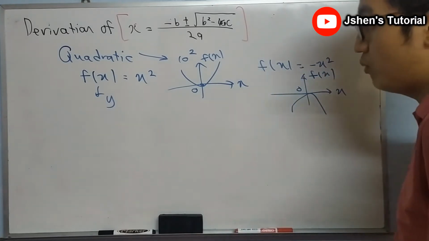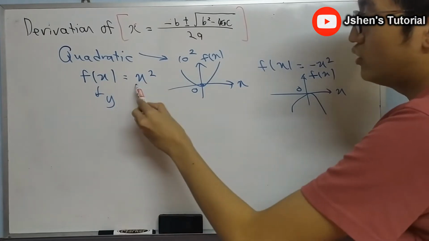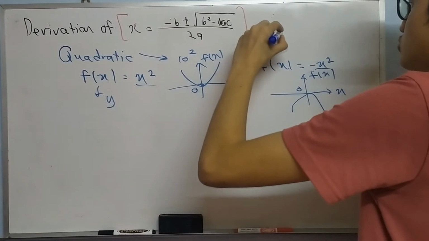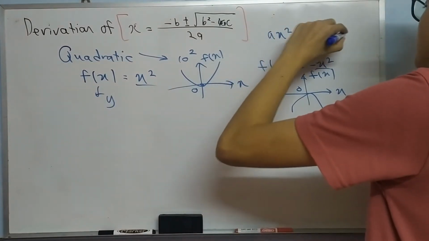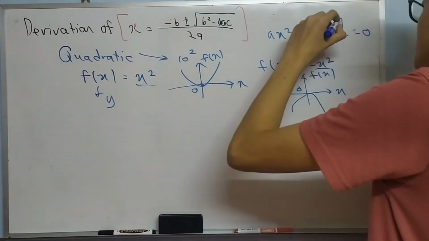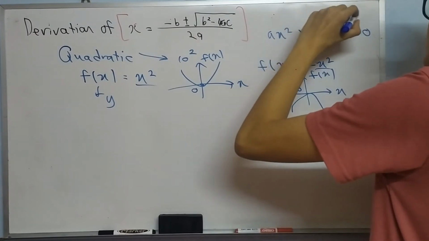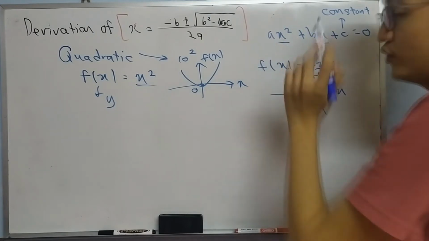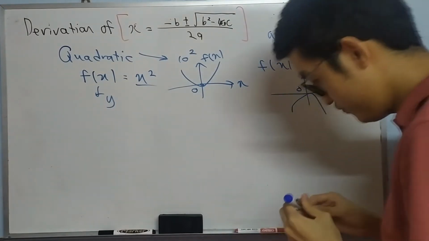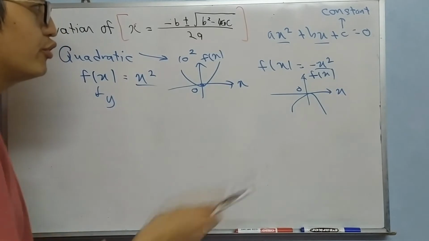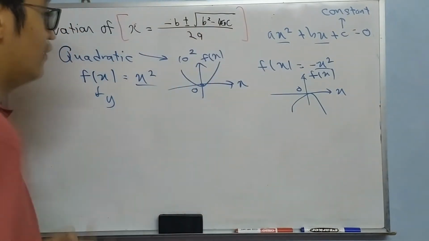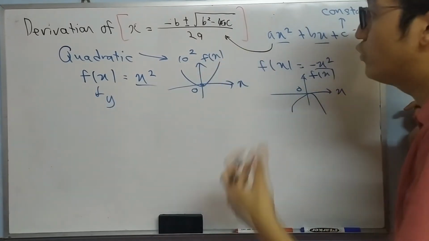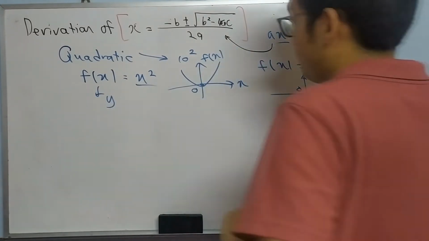Okay. But you will ask, how do we know it's x squared? There's a general formula: ax squared plus bx plus c equals 0, where c is a constant, just a single number that does not involve any unknowns. Now I'm going to use this equation to derive the general formula that we always use, but we do not know how we get this general formula.